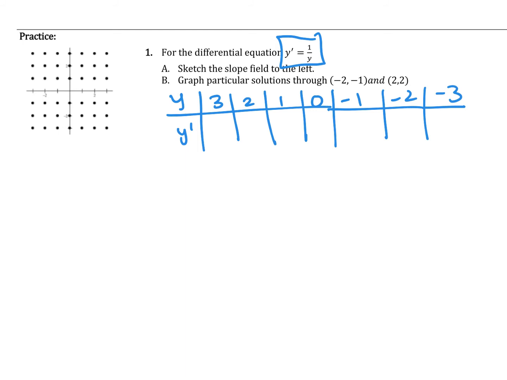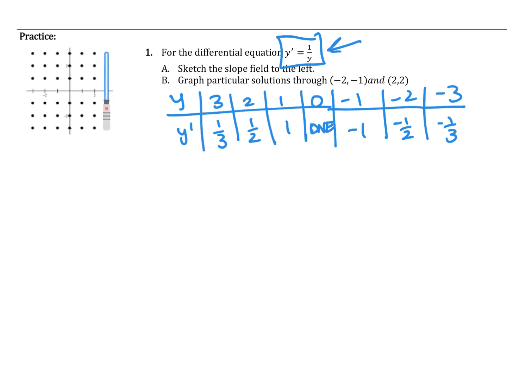If I plug 3 into this equation, I get 1/3. I get 1/2 if I plug in 2, 1 if I plug in 1. If I plug in 0, this doesn't exist because 1 over 0 is undefined. If I plug in -1, I get -1. -2 gives me -1/2. -3 gives me -1/3. So I was taking all of these y values and plugging them into this differential equation. And now I'm going to graph those slopes.